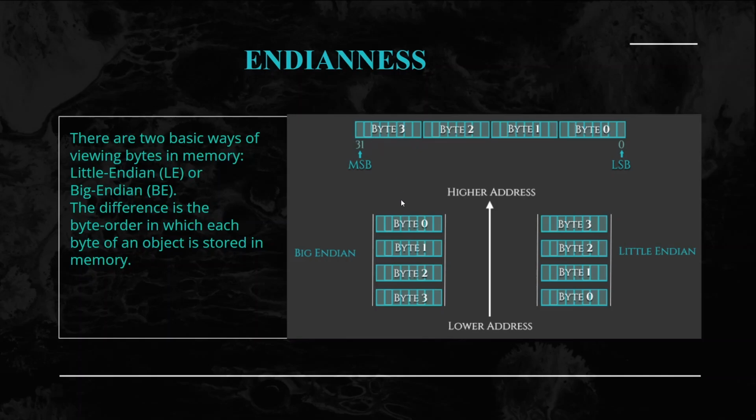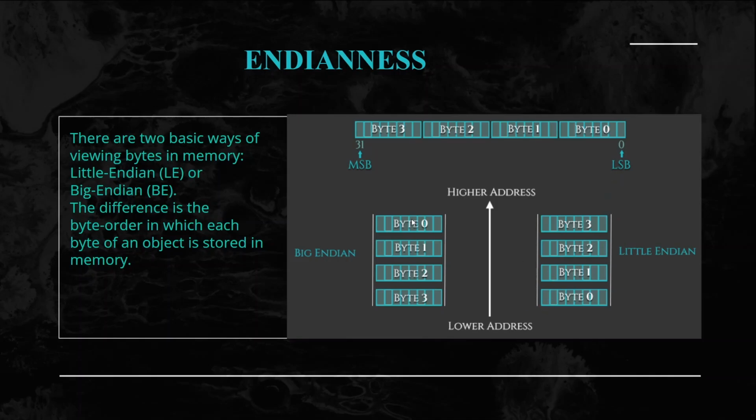In Big Endian, we have byte 3, or the most significant byte, at the lower address. As you can see, the direction of address is in increasing order. We are moving from the lower address to the higher address. In Little Endian, we have byte 0, or the least significant byte, at the lower address.